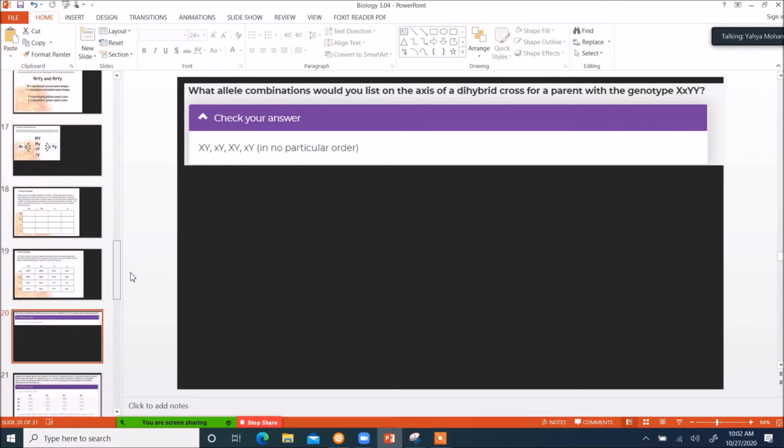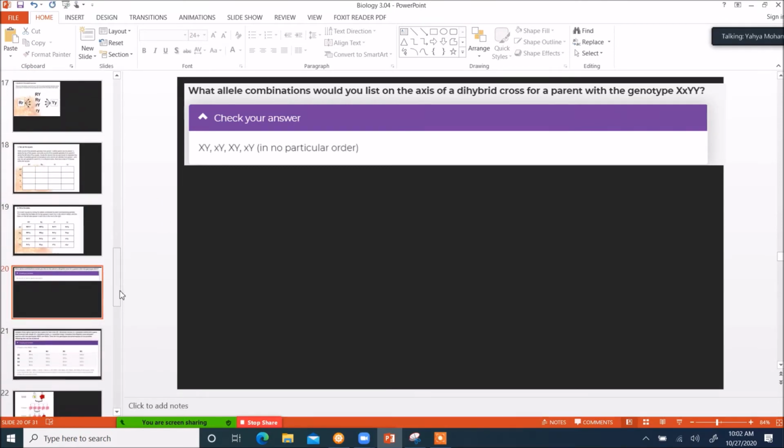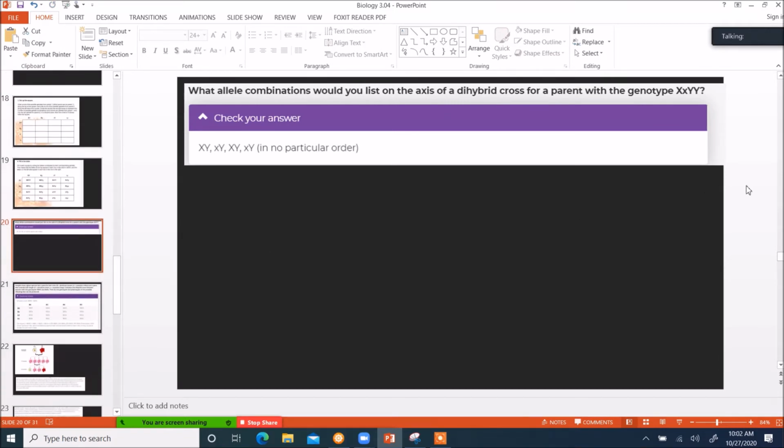So the rest we'll make into 2 classes, because I think there's a lot more material to explain. So we'll continue. Let's do this problem. I'll give you guys 1 minute to do this problem on your paper. This is the dihybrid cross of this genotype: capital X, lowercase x, capital Y, and then the rest we'll do on Thursday. So we'll cut it in half for this class.